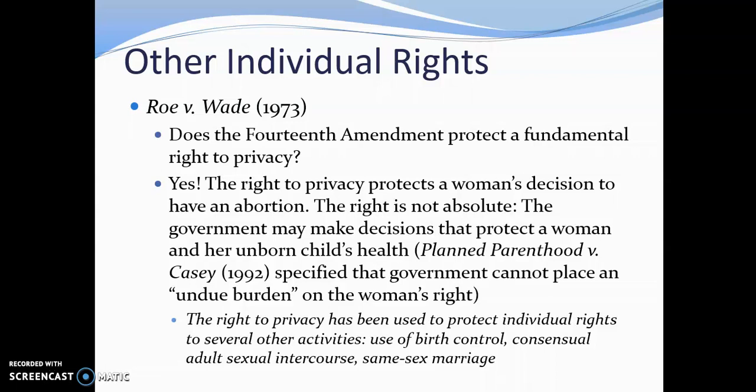And it has been used to justify a whole bunch of things. The use of birth control, consensual adult sexual intercourse, and same-sex marriage have all been justified as being constitutional and a constitutionally protected right through the right to privacy and the 14th Amendment.